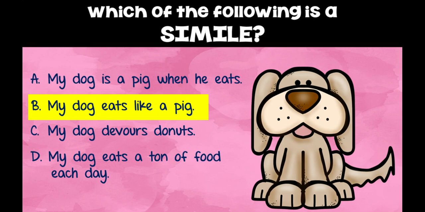Let's look at C. My dog devours donuts. You might remember this one, boys and girls. In this case, we are repeating the D sound throughout this sentence. So C is an example of alliteration, which we will talk about tomorrow. Let's look at D. My dog eats a ton of food each day. In this case, the dog doesn't actually eat a ton of food. This just simply means the dog eats a lot of food each day. This is actually an example of a hyperbole, which is an exaggeration.